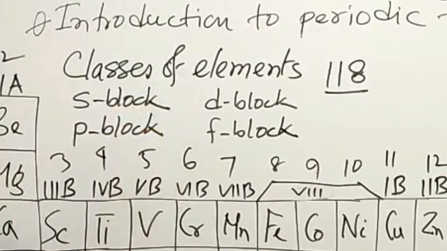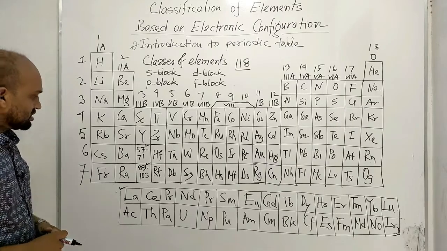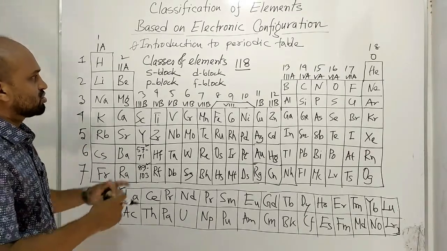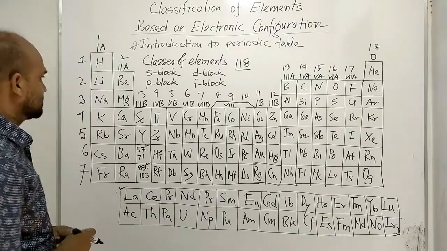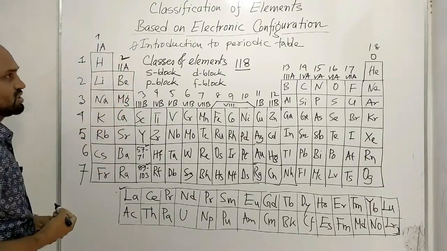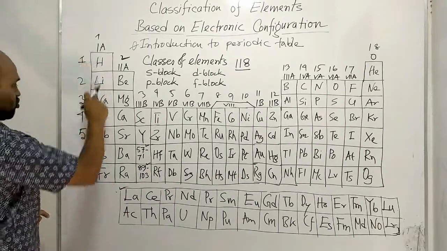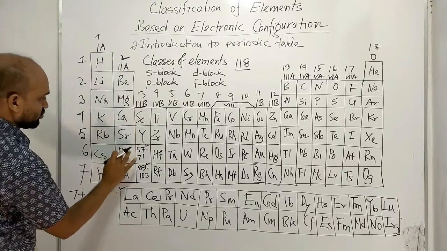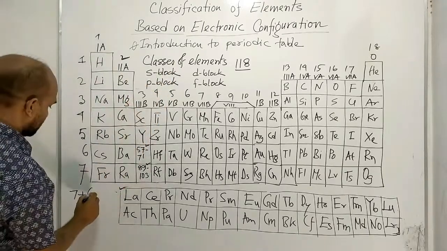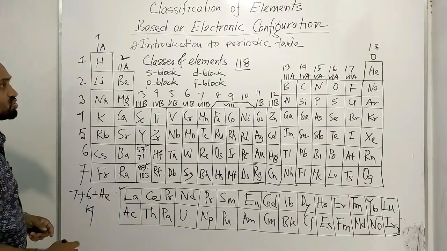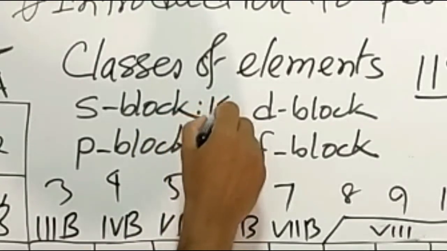S, P, D, F, these are small letters, not capital letters. So here let's see what are S block elements, what are P block elements, what are D block, and what are F block elements. In this periodic table, elements of column 1 and 2, including helium, that means 1, 2, 3, 4, 5, 6, 7 elements, plus helium. So total 14 elements. So S block elements total number is 14.